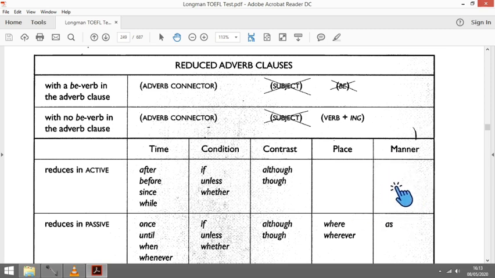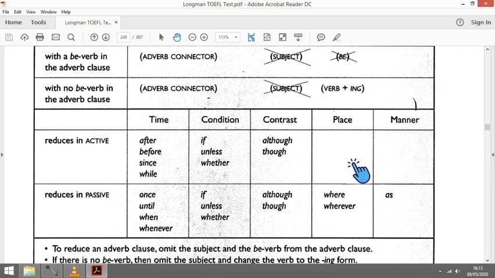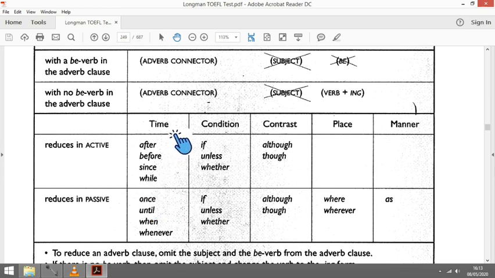Look at this one. Time in the active: after, before, since, while. We can reduce these in the active. Condition: if, unless, whether, we can reduce in the active. Contrast: although, we can reduce in the active, but there is no place and no manner. We can reduce in the passive once, until, when, whenever; not in the active, only in the passive. So you have to learn active voice and passive voice before learning this. If, unless, where, same, we can reduce in the active and in the passive. Although, same; where, in place, in the passive; where, whenever, and as.